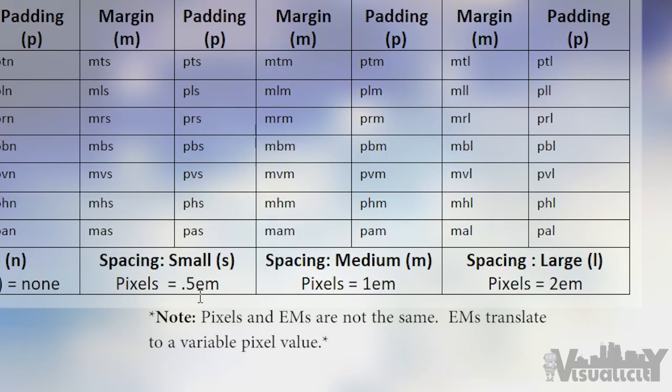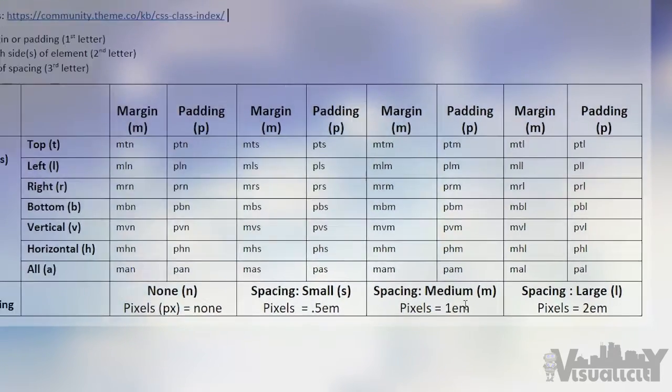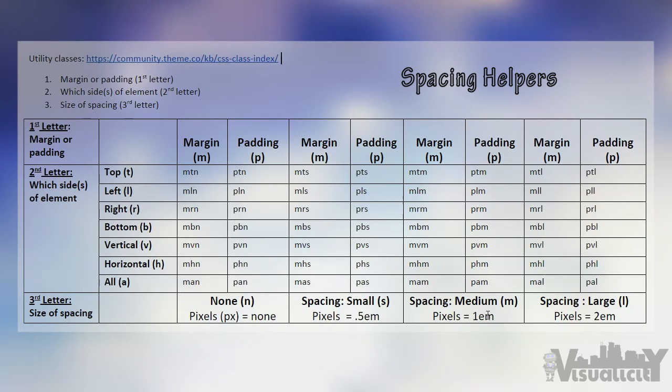Each spacing size doubles by 2. Just keep in mind that medium will be double the size of small, and large will be double the size of medium. If you want to be more specific with your spacing, you're going to have to enter your own CSS into the style box.